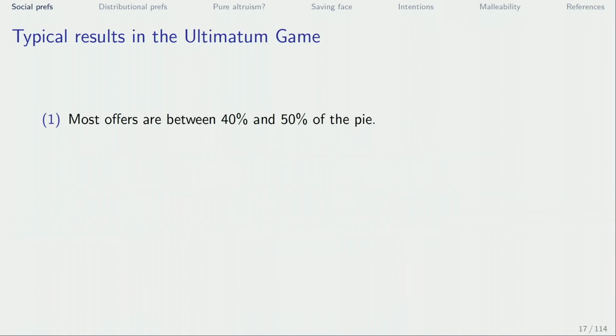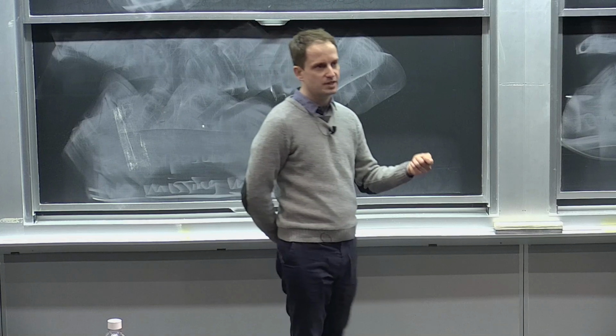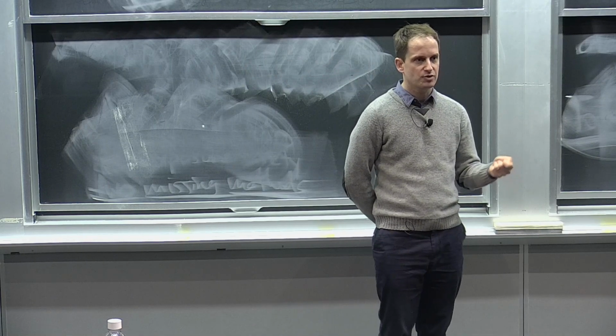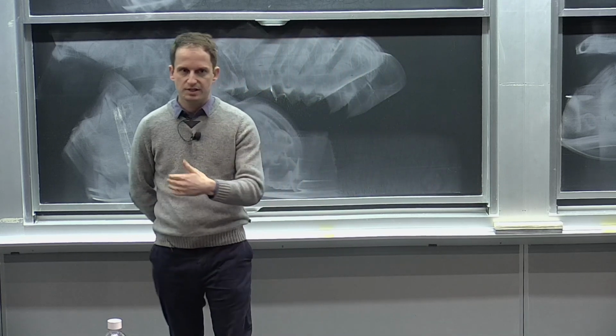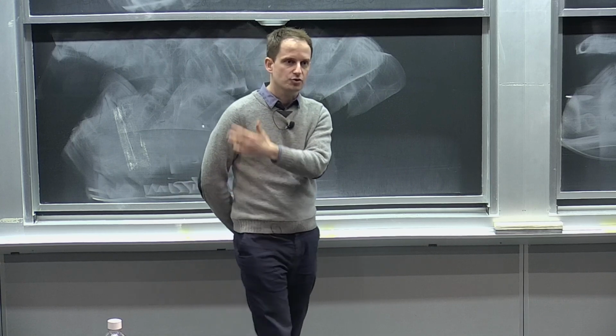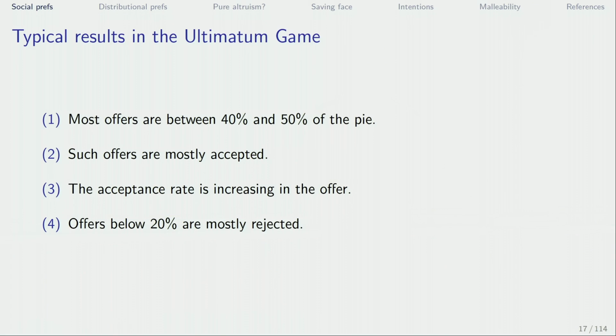Okay, so what are typical results in the ultimatum game? What do people actually find? Well, most people offer between 40 and 50% of the pie. Such offers are mostly accepted. The acceptance rate is increasing in the offer, which is to say if you offer 10%, you have a pretty good chance of being rejected. If you offer 30, 40, 50%, you're much more likely to be accepted. And if you offer 70, 80%, almost surely you'll be accepted. And then offers below 20% are mostly rejected.